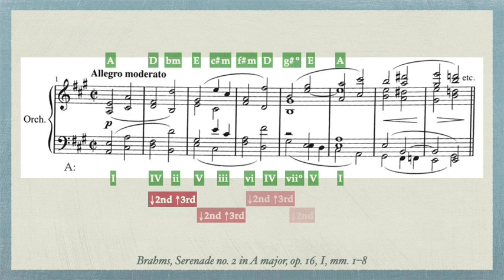What is the root motion from the beginning of each segment? You can see here D to E to F sharp to G sharp. These are ascending seconds, of course, so we have an ascending second harmonic sequence. Listen once more and follow along with the analysis.